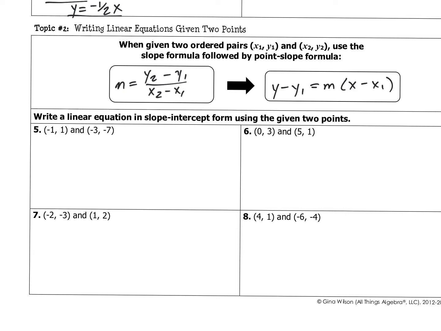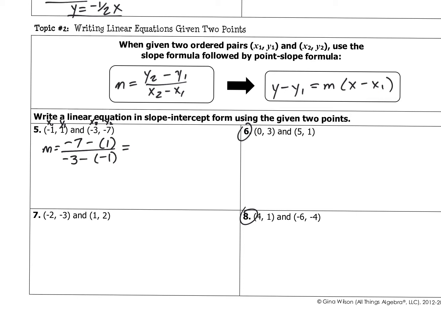All right, so I will do 5 and 7; 6 and 8 will be part of your homework. When I work these out, I like to label x1, y1, x2, y2, and that prevents me from making mistakes. It lets me know exactly what I need to plug in and where. So y2 minus y1 over x2 minus x1.